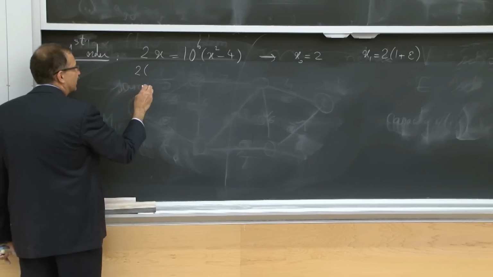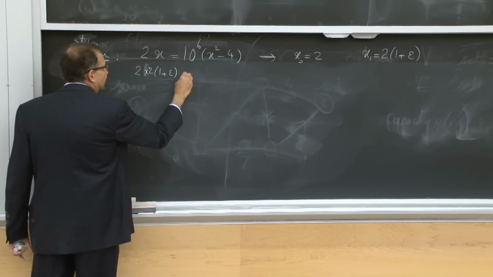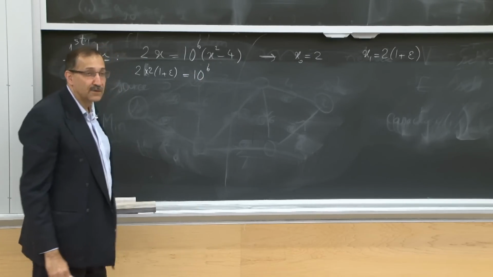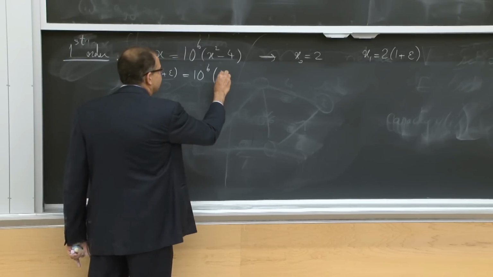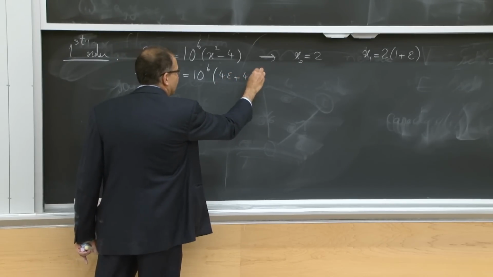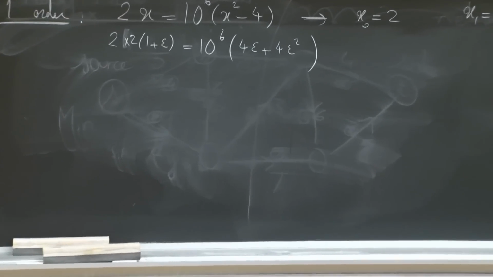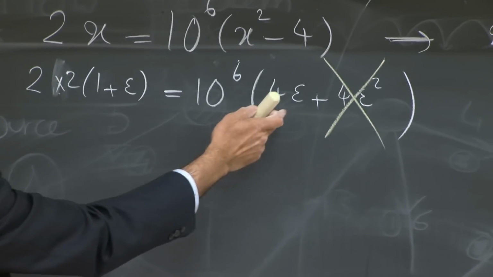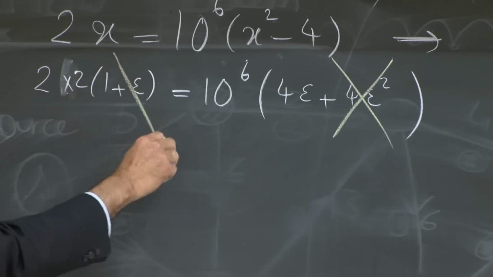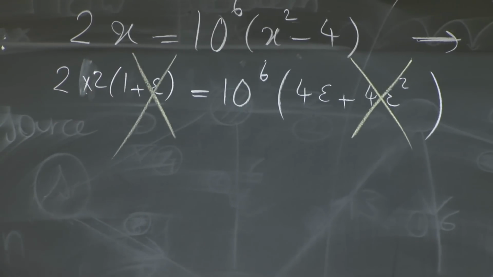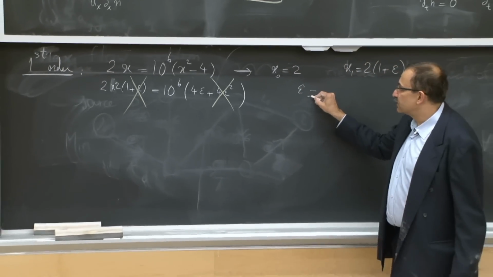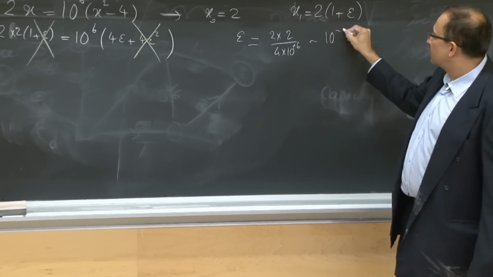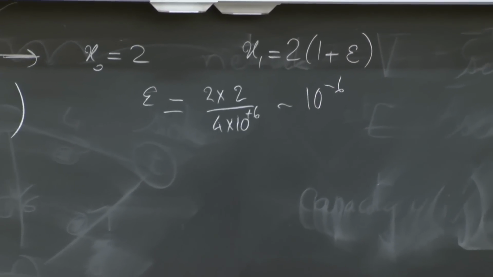On the left-hand side, I will get 2 times 2, 1 plus epsilon. On the right-hand side, I will get 10 to the 6th, and then essentially I subtract 2 plus 2 epsilon squared from 4. What do I get? I will get 4 epsilon plus 4 epsilon squared. Then I say that epsilon is small, so essentially I linearize the right-hand side. I keep the epsilon here because it's multiplying 10 to the 6, but the epsilon on the other side is multiplying nothing, so I forget that. So then I will have my epsilon to be roughly 2 times 2 divided by 4 times 10 to the minus 10 to the 6. So I have gotten the correction to my zeroth order solution to this first order.